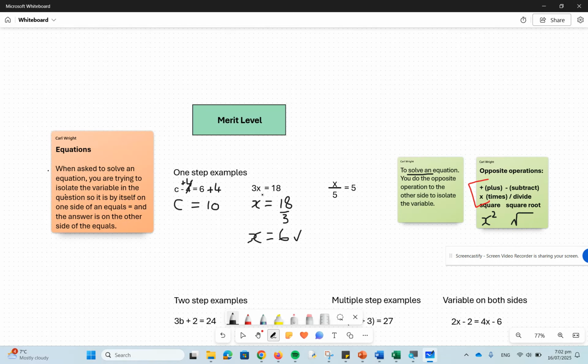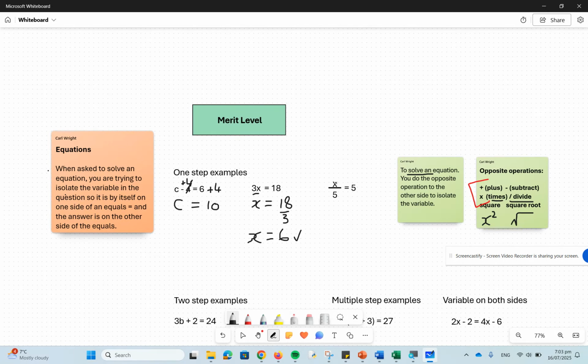Okay, so see the opposite? It's 3 times on this side, so I've gone divide by 3 on the other side. Over here, it was minus 4, so I went plus 4 to the other side. Okay, now we've got one where we've got x, our letter, our variable, and it's divided by 5. Now, what's the opposite of divide? Well, let's go over here, and it says the opposite of divide is times.